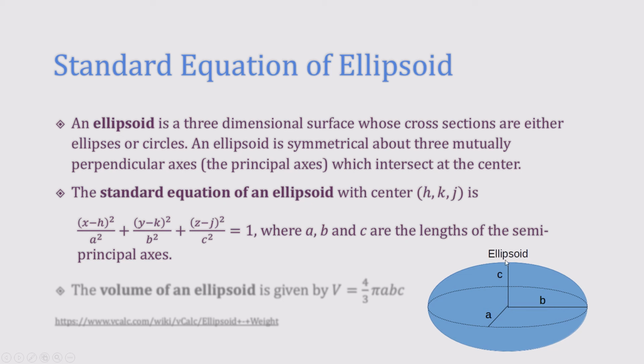The volume of an ellipsoid is given by V equals 4/3 pi times a times b times c. So instead of having r squared, r times r, we have the lengths of these semi-principal axes.